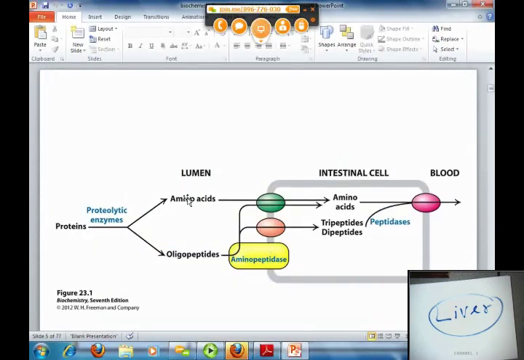Proteins are degraded by proteolytic enzymes, which I mentioned earlier, into amino acids and oligopeptides, and then aminopeptidases remove the amino group. Then at the intestinal cell, the green and red transporting proteins transfer what you eat from the lumen, the amino acids, tripeptides and dipeptides, into the cell. Inside the cell, intracellular intestinal peptidases convert them to amino acids, and these amino acids get into the blood, and from the blood to the tissues. So that is the cycle.